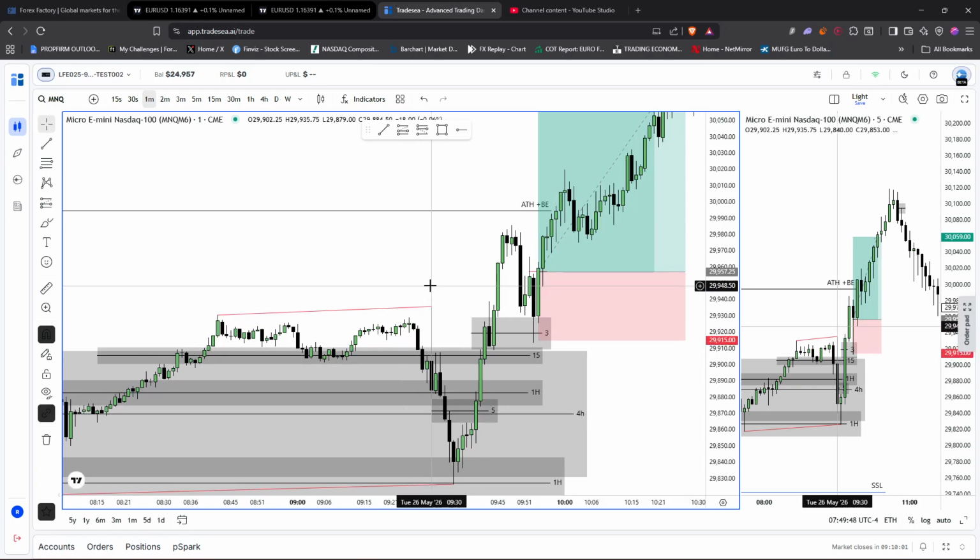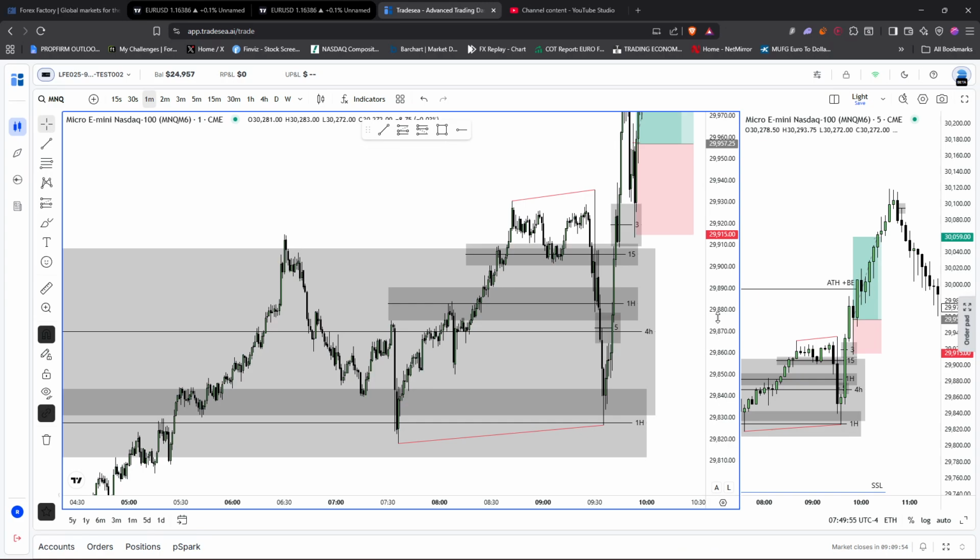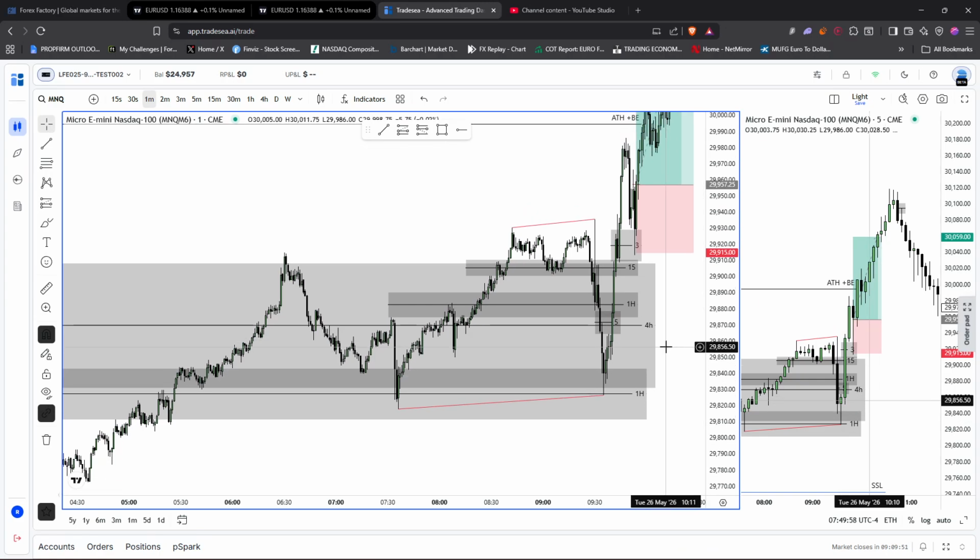But the market opened up here, as you can see, at 9:30 am. It formed an SMT and it just kept on going to the downside. Then this clearly was the manipulation move.